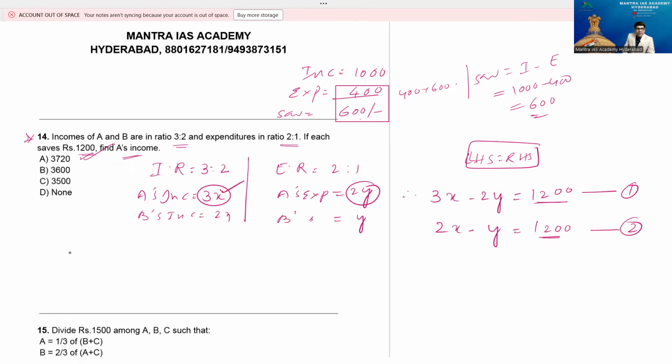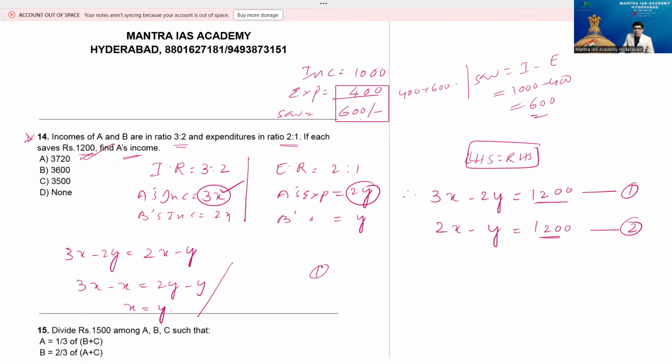Therefore, 3x minus 2y is equal to 2x minus y. But this is what? 3x minus x, of course, we have is equal to 2y minus y. Means what is the point here? x is equal to y. Wherever you have x, simply keep y. Wherever you have y, simply write the value of x. Because x must exist and I have to remove y.